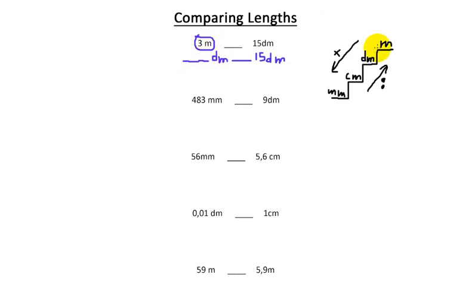Let's look at the ladder. I need to go from meters to decimeters, so one step down, which means I need to take 3 and multiply it, since I'm moving down, by 10, because I'm moving down one step. 3 times 10 makes 30. 30 what? 30 decimeters.